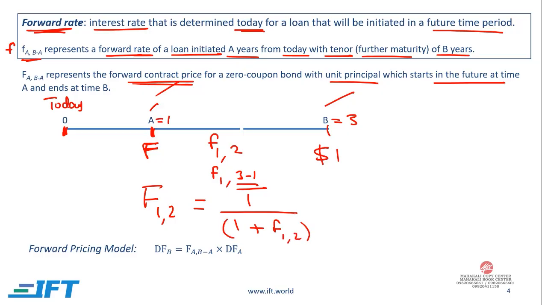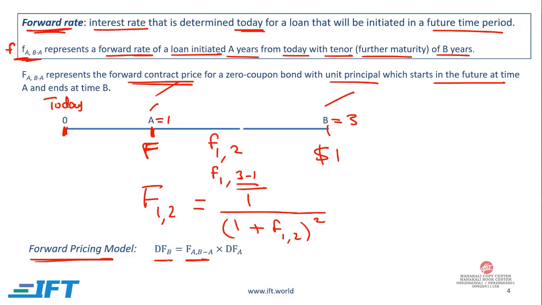And then raised to the power of 2 because we have 2 periods. So I hope you now understand the distinction between small f, which is a forward rate, and capital F, which is the forward price. The next point has to do with the forward pricing model, which connects the discount factors that we studied on the previous slide with the forward price that we have studied here.